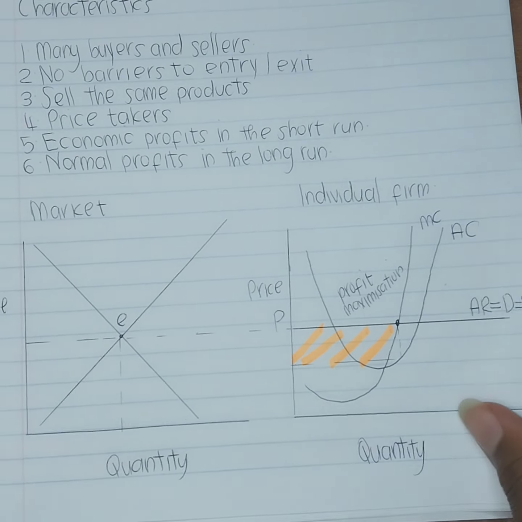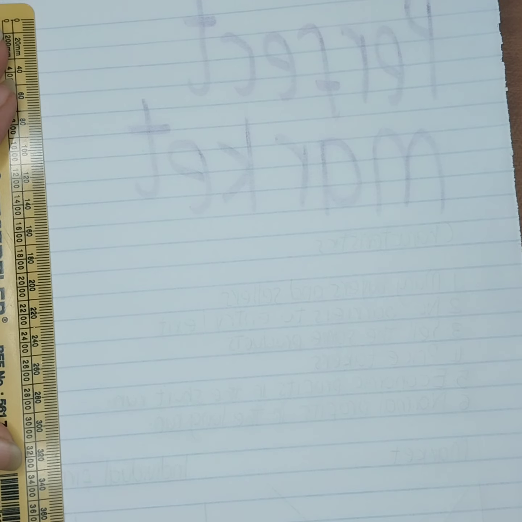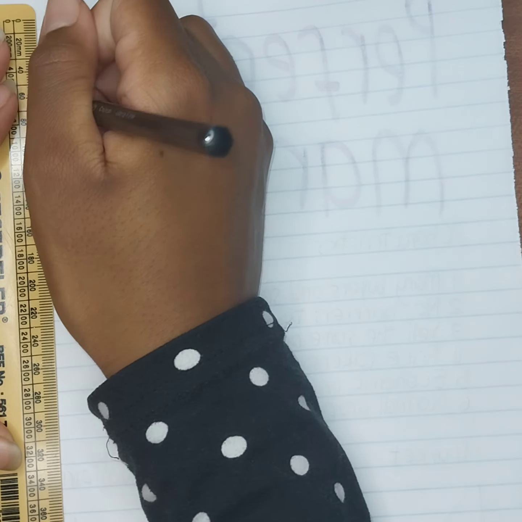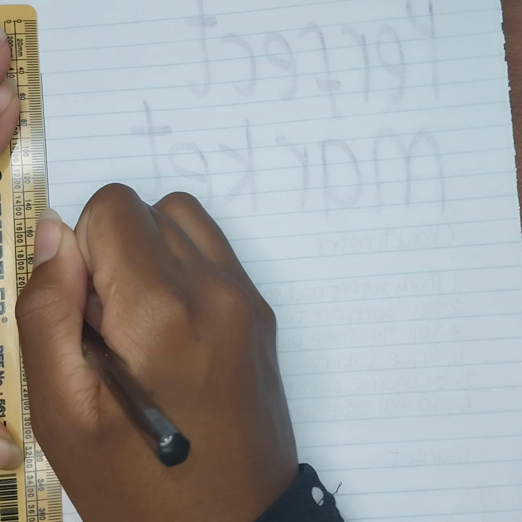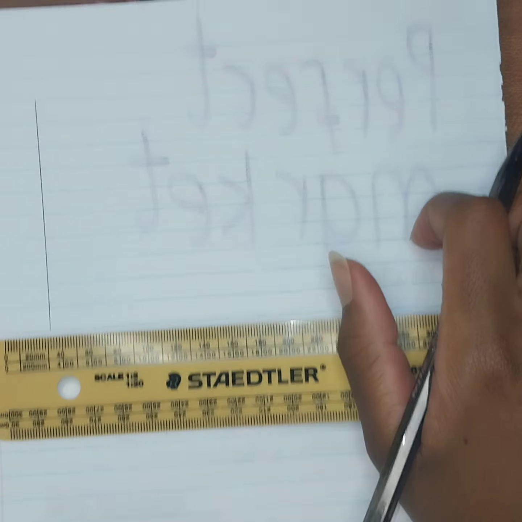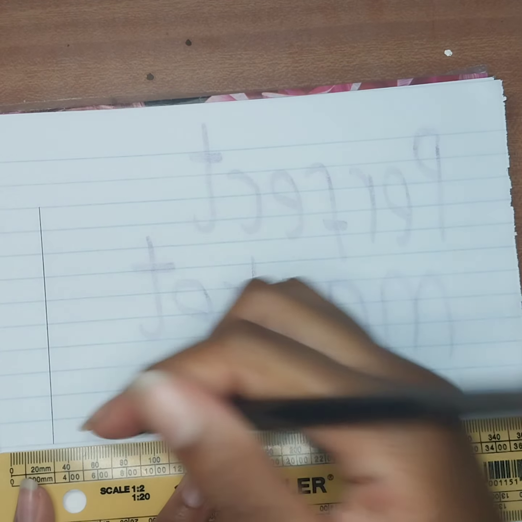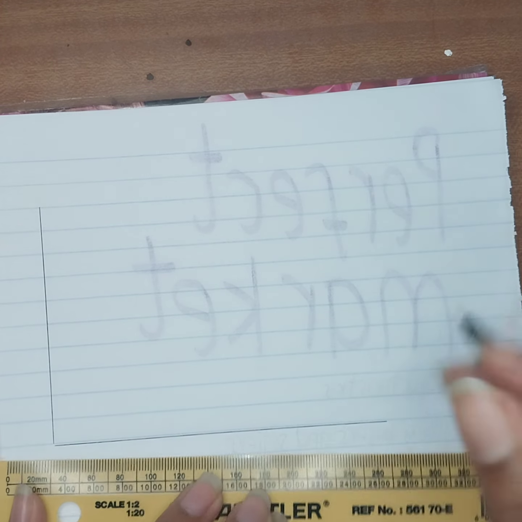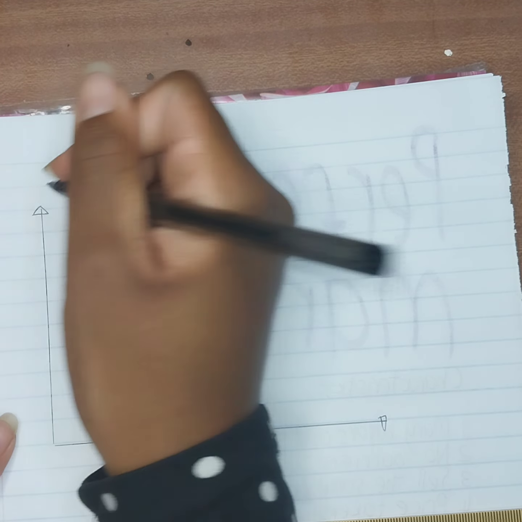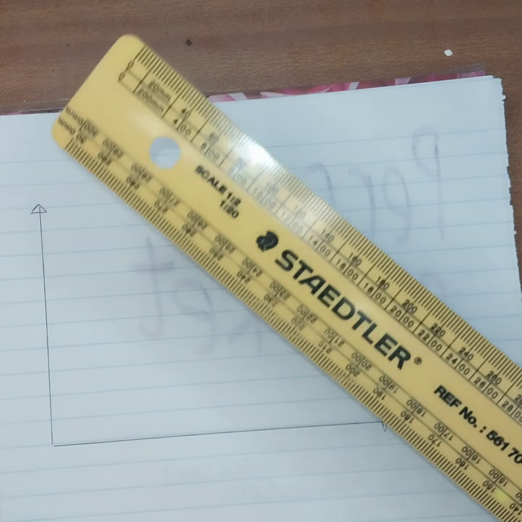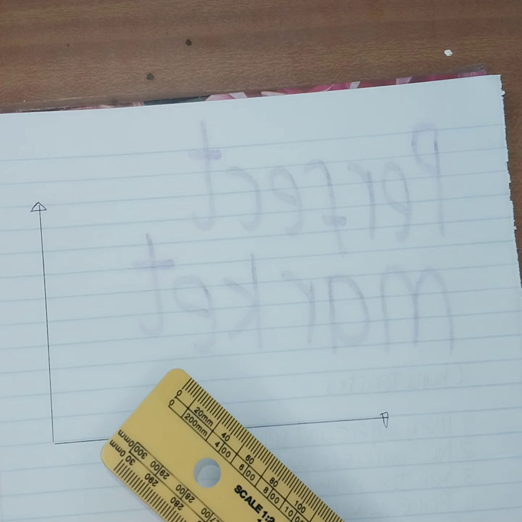So I'm going to move on to look at what happens in the long run, because that was in the short run. Remember the characteristic that says that there are no barriers to entry into this market. So as you make economic profits as an individual firm, or as individual firms in this perfect market, other firms will be attracted to enter the market. You're making economic profits, so other firms will be attracted to enter the market.